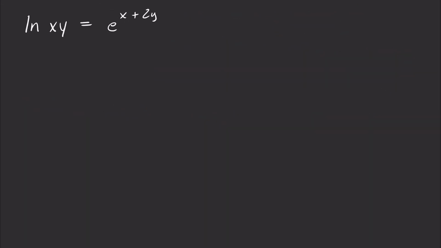Next function, we have natural log of x times y equals e to the x plus 2y. So, first thing we want to do is write the left-hand side. Since it's a natural log of a product, we want to write that as a sum of natural logs.